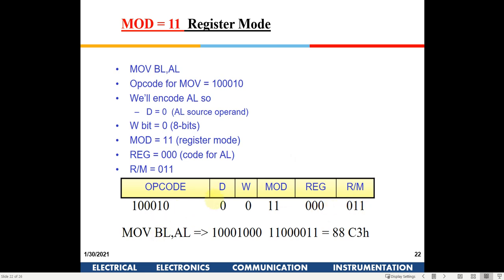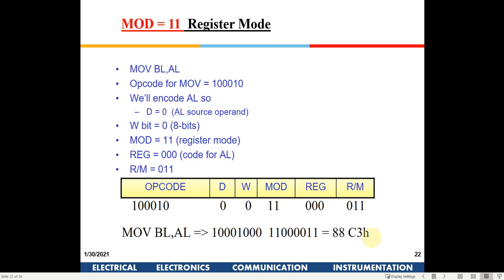So this instruction is 2 bytes. It is just 2 bytes, we don't require extra bytes. Till W it is going to be 1 byte, and from here it is going to be the second byte. So this is what it is, and this is how it is written in hexadecimal. Is this example clear to all of you?